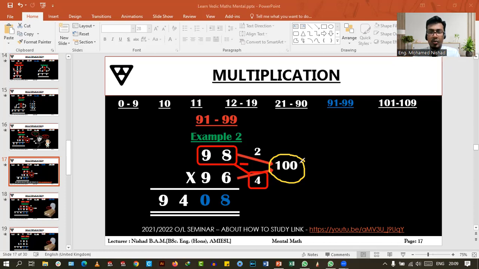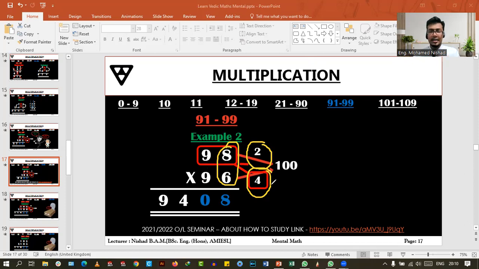Okay, so these numbers are near to 100. The difference between 100 and 98 is 2. We know that 100 minus 98 is 2. And then for 96 and 100, the difference is 4. So 100 minus 96 is 4. It's obvious. Now, we have to multiply the differences, not these two numbers. Don't multiply these two numbers. We have to multiply the differences together, so this 2 and this 4 will be multiplied together.